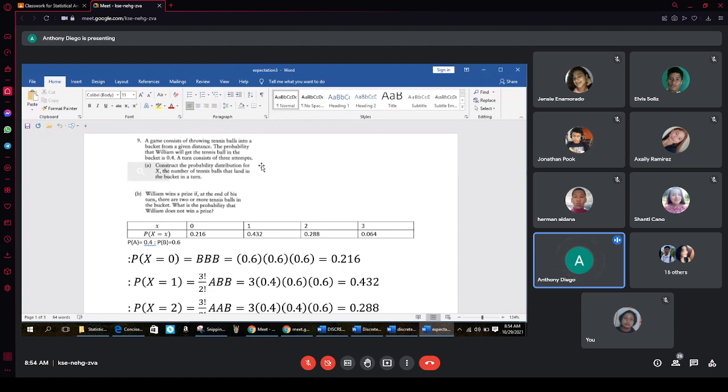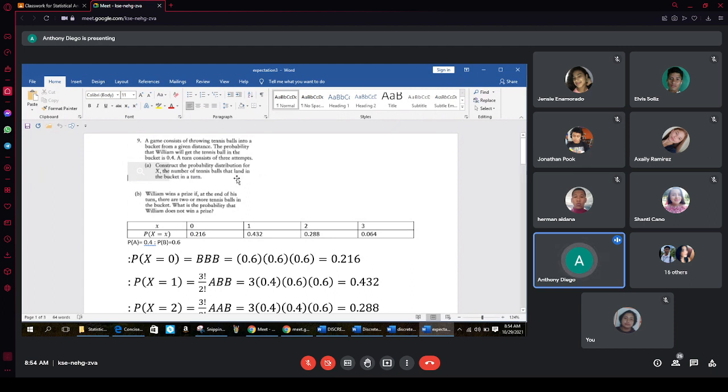A, construct the probability distribution for X, the discrete random variable X, the number of tennis balls that land in the bucket in a turn. And then part B, William wins a prize if at the end of his turn there are 2 or more tennis balls in the bucket. What is the probability that William does not win a prize?